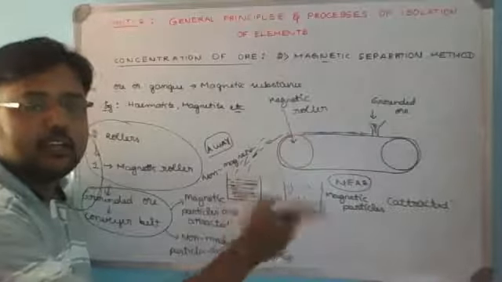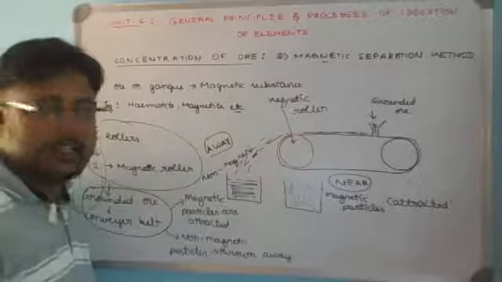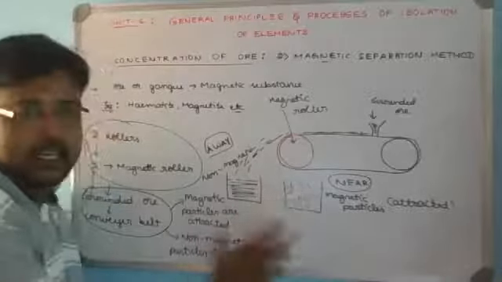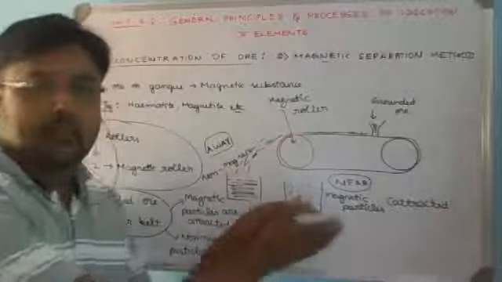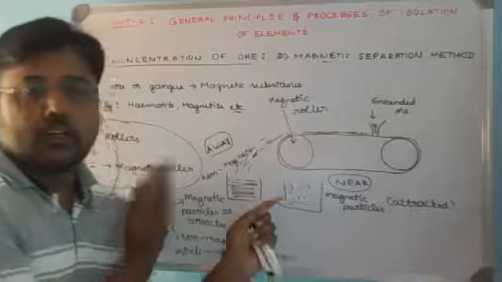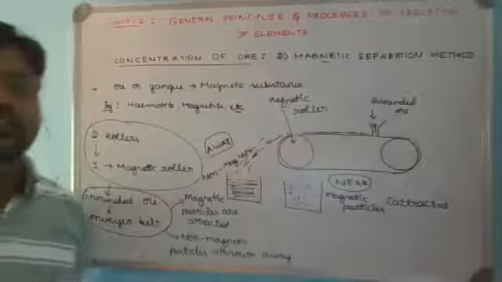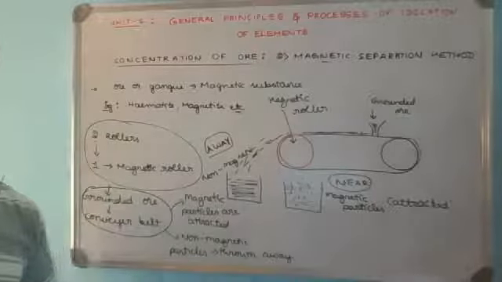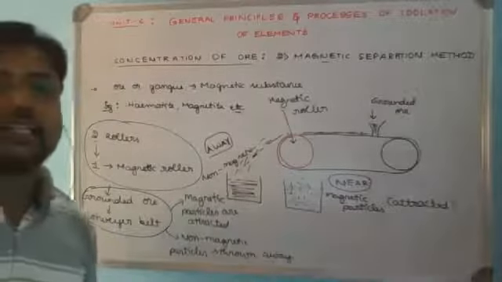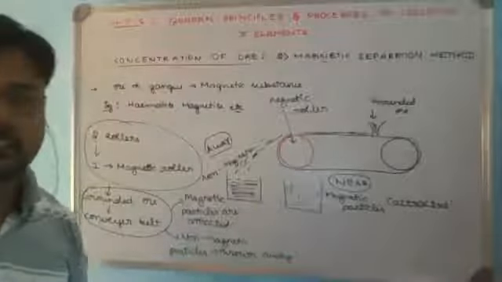Based on the nature of them, whether they are magnetic or non-magnetic particles, two fractions will be collected. Near the roller, magnetic particles will be segregated. Away from the roller, non-magnetic particles will be separated. Thereby the two components present in the ore, the ore and the gangue particles, are concentrated by this method.